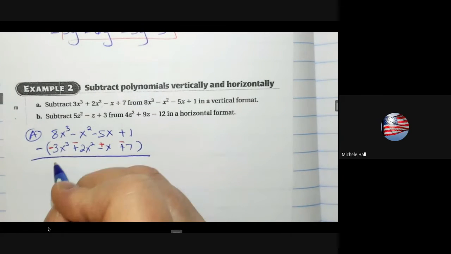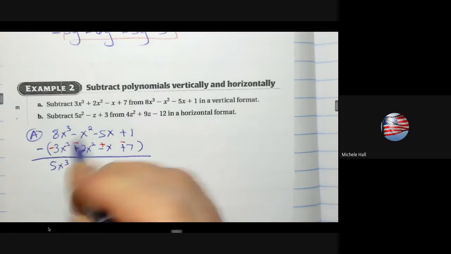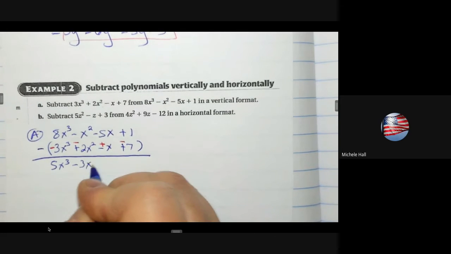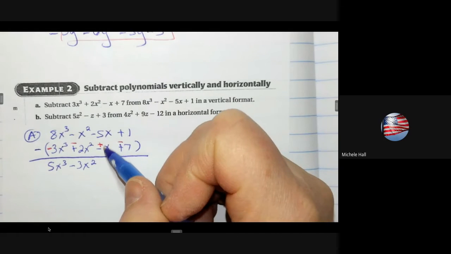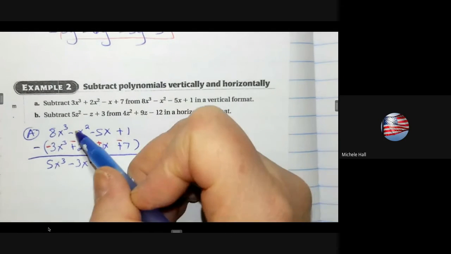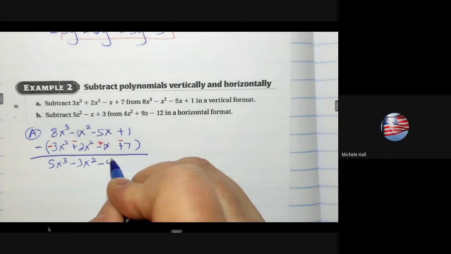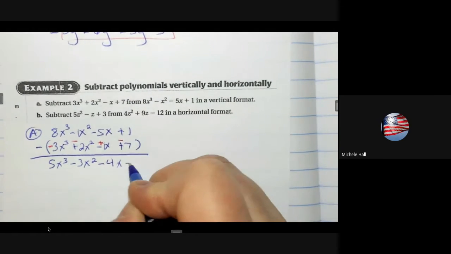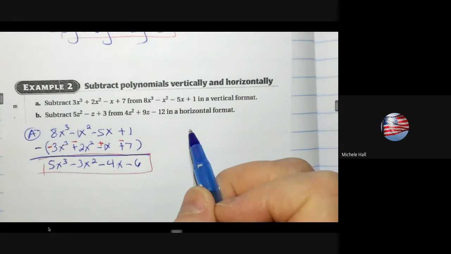8 minus 3 is 5x cubed. Negative 1, negative 2 is negative 3x squared. Negative 5 and positive 1. Don't forget about those ones. Negative 5 and positive 1 is negative 4x. And then 1 minus 7 is negative 6. Now, subtracting horizontally.